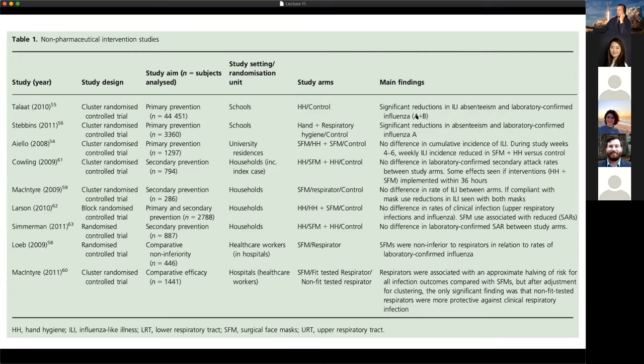Laboratory confirmed influenza, significant reductions, no difference. Surgical masks were not inferior to respirators in relation to rates of laboratory confirmed influenza. So it's kind of a weak statement. Respirators were associated with having the risk of infection outcomes. So, lots of different outcomes.